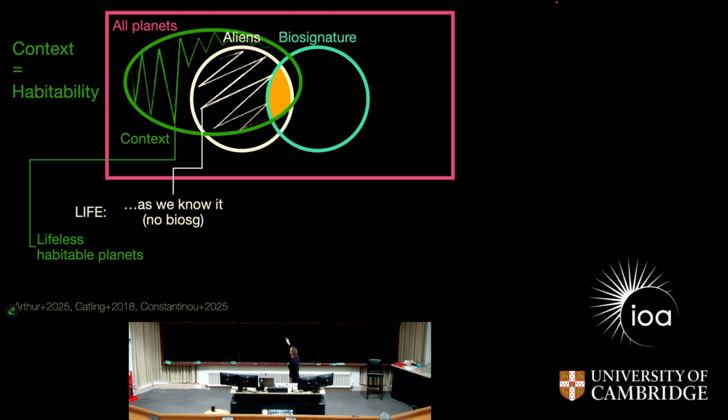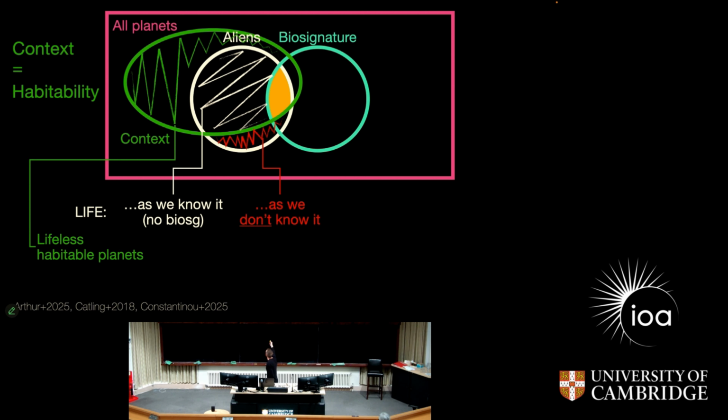This region here in white is the life as we know it. It just doesn't happen to be producing a biosignature. So it's not detectable from our perspective using this particular biosignature to look for life. This region down here, the red region, is life as we don't know it. It's life that shouldn't exist given the context. So this is life on planets that we would deem perhaps uninhabitable, yet there's life there.